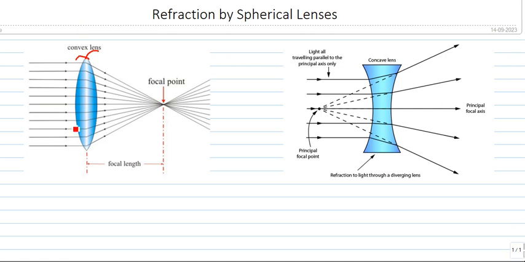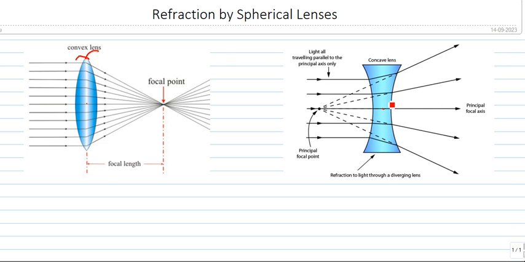Now the central point of the lens here, say this point here, will give you the optical center. Similarly for a concave lens, this center point of the lens will give you the optical center.